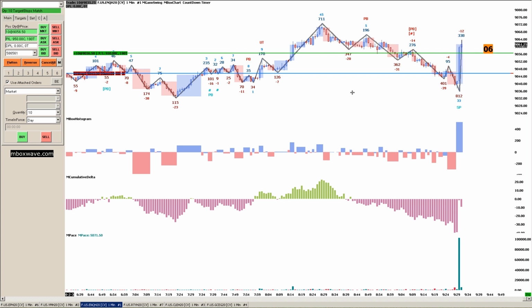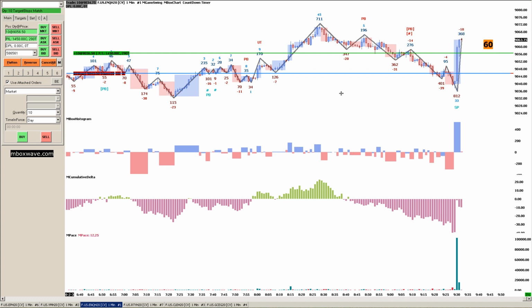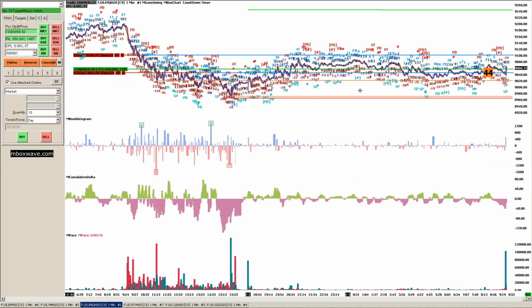Before I do that, I want to talk a little bit about what I've been using lately as levels, and give some guidelines of what I have noticed to be quite useful in determining where to get in, where to get out, and so forth. I'm going to zoom out for the time being.